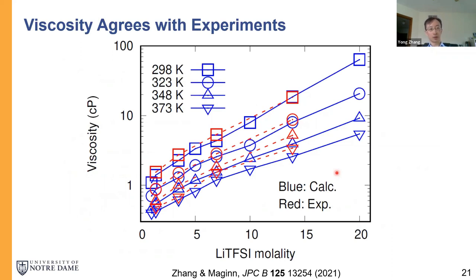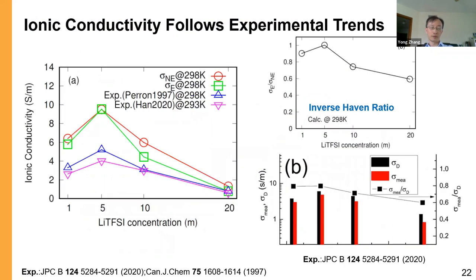Here is the calculated viscosity compared to experiments. It agrees very well, as you can see. And here is the calculated ionic conductivity. We calculate using two methods. One is Nernst-Einstein without the correlation between ions, and the other is the Einstein relation, which considers the correlation.